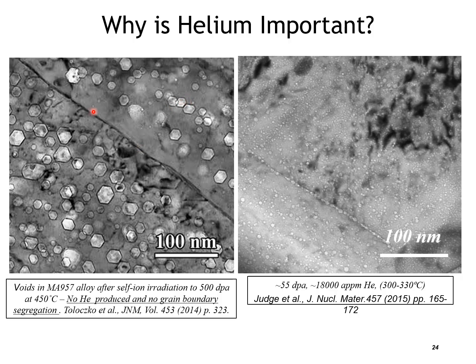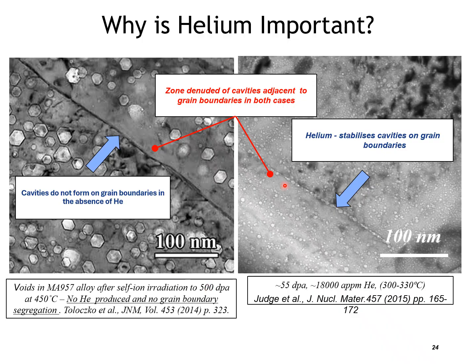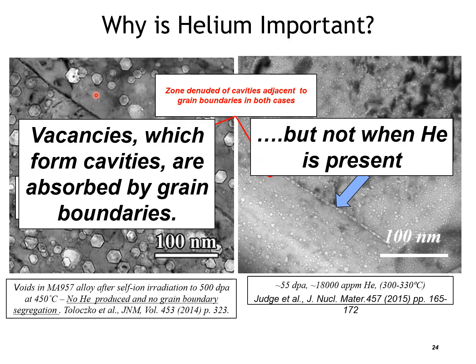If you look at ion irradiation, in an ion irradiation case where we don't have helium, any vacancies getting to the boundary are simply absorbed by the boundary. If you think of the boundary as a network of dislocations, the dislocations simply climb. And interstitials will also migrate to the boundary, and they'll climb in the opposite direction. But basically, when you have no helium, the grain boundaries are clean. So this is just illustrated here. In the one case, vacancies which form cavities in the rest of the material are absorbed by grain boundaries, but not when helium is present.